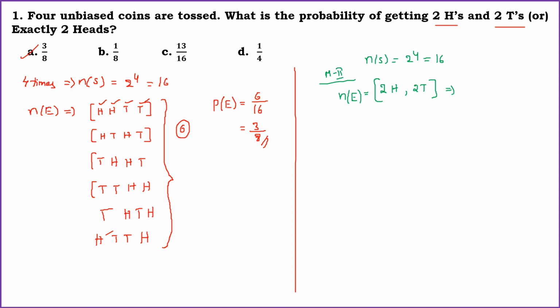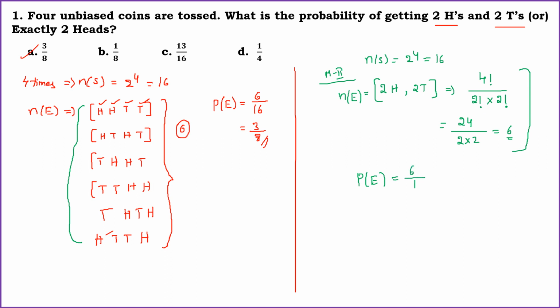A total of four things can be arranged in 4 factorial ways. Since head is repeated twice, 2 factorial, and tail is repeated twice, 2 factorial. That is 24 by 2 into 2, which is 6. So n of E is 6. Instead of trying out these combinations, we can directly solve the question with this method. So the probability is 6 by 16, which is 3 by 8. This is the first question.